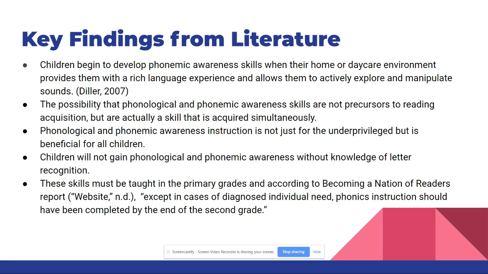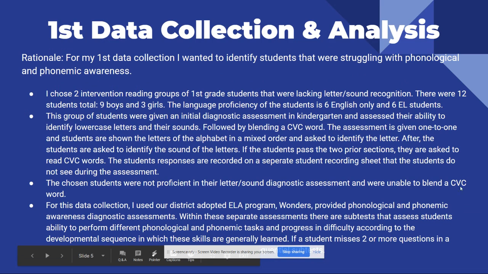And finally, these skills must be taught in the primary grades. And according to the Becoming a Nation of Readers report, except in cases of diagnosed individual need, phonics instruction should have been completed by the end of 2nd grade. So those students that are still needing that phonics instruction should be on a Tier 2 or even Tier 3 of response to intervention program.